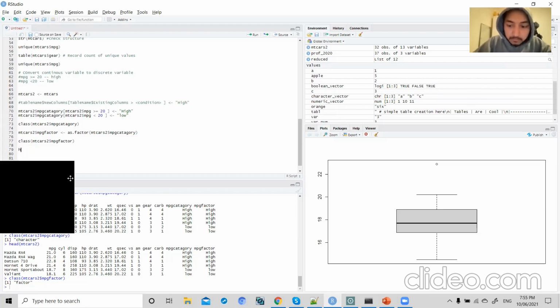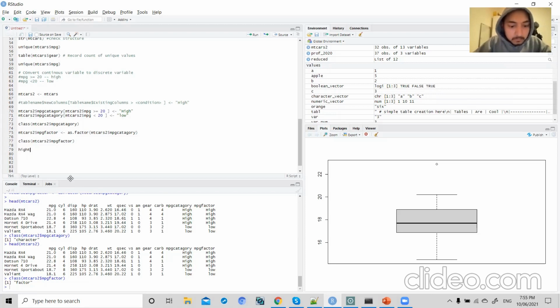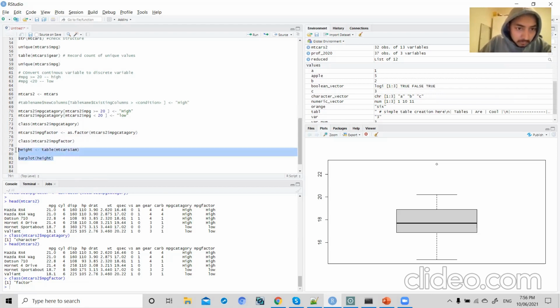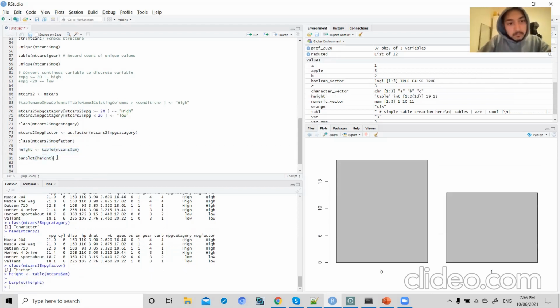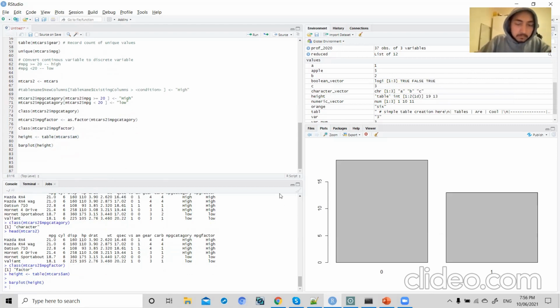Now let's say we store the value of height in one variable. So let's include mtcars AM. Now, if we do a bar plot of height, here we can see which one is higher, which one is lower.